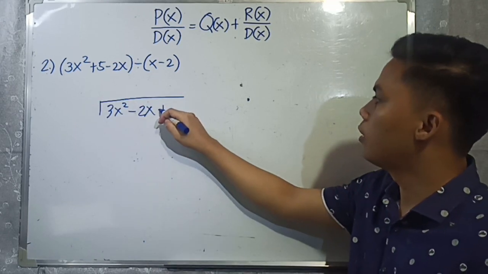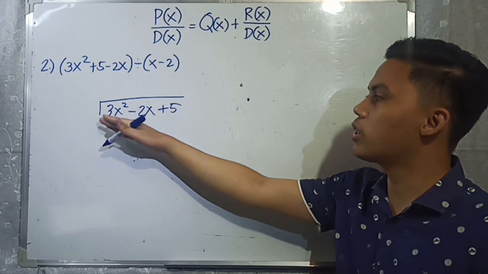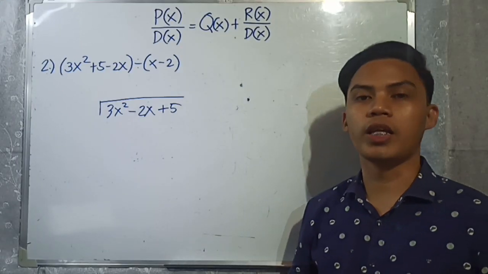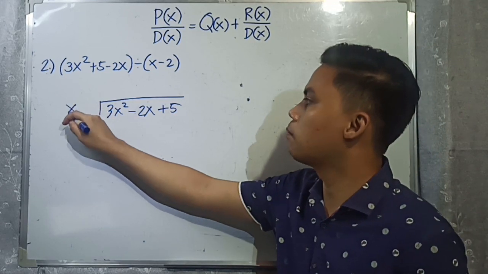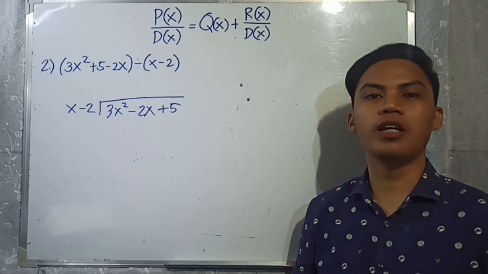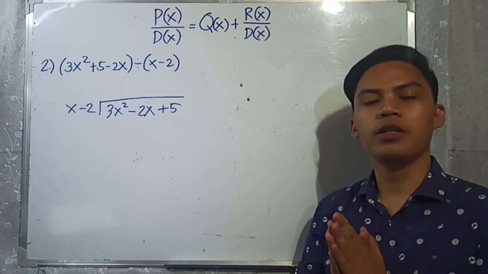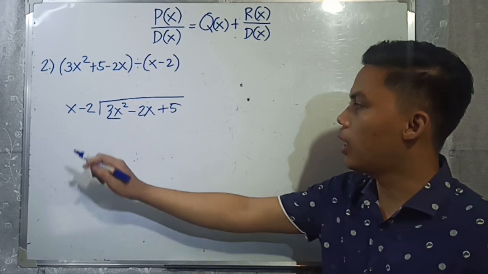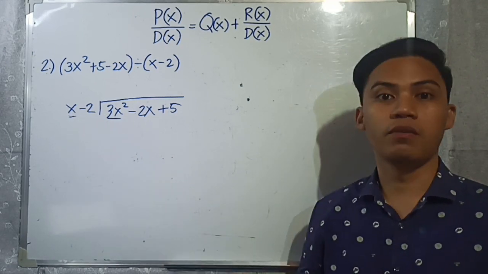Okay. After natin sila ma-arrange in descending order, isusulat natin dun sa labas na part yung divisor natin. So, we have x minus 2. Okay, so gaya pa rin ng ginawa natin kanina, all we need to do is to divide first the first term of our dividend by the first term of our divisor.